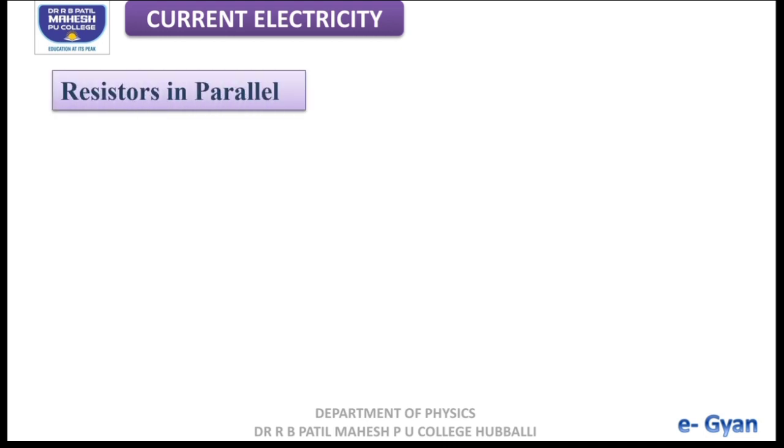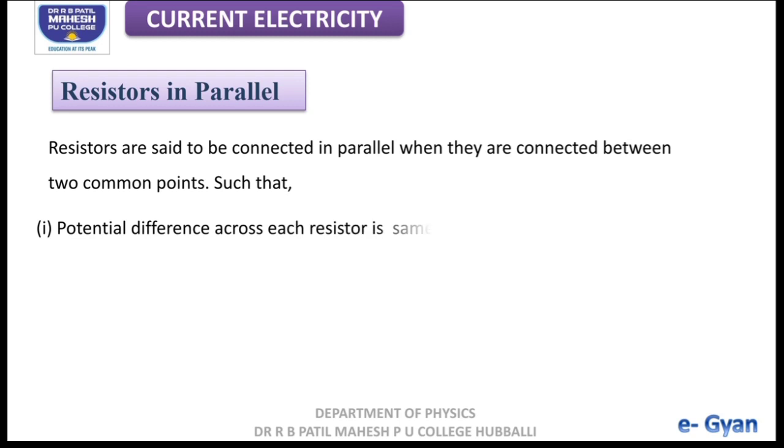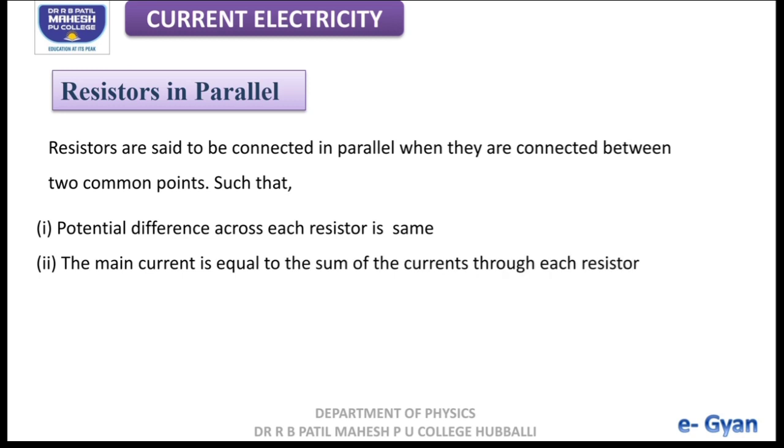Next, let us move on to resistors in parallel combination. Resistors are said to be connected in parallel when they are connected between two common points such that potential difference across each resistor is the same. The main current is equal to the sum of currents through each resistor.